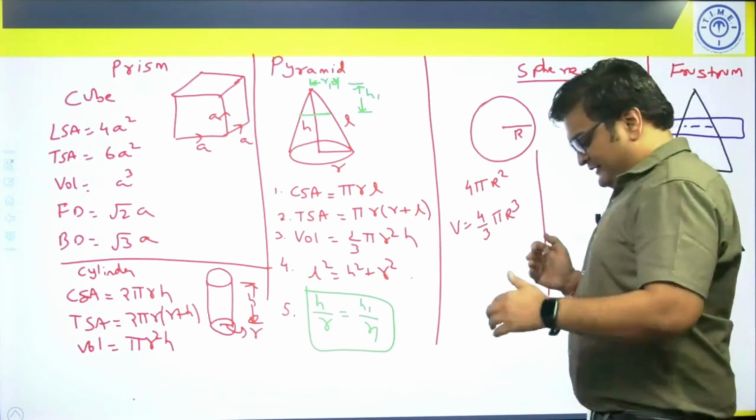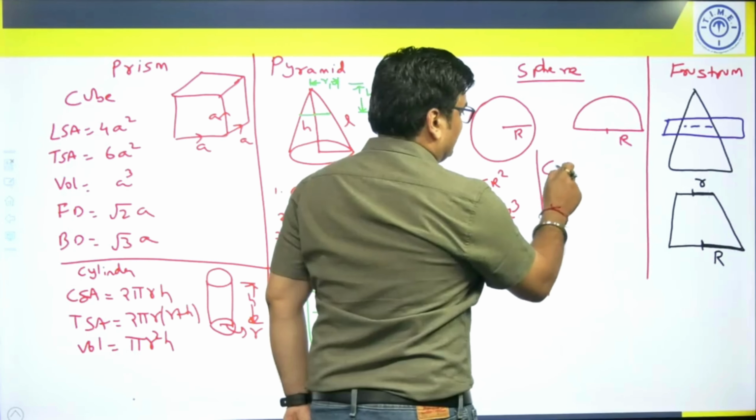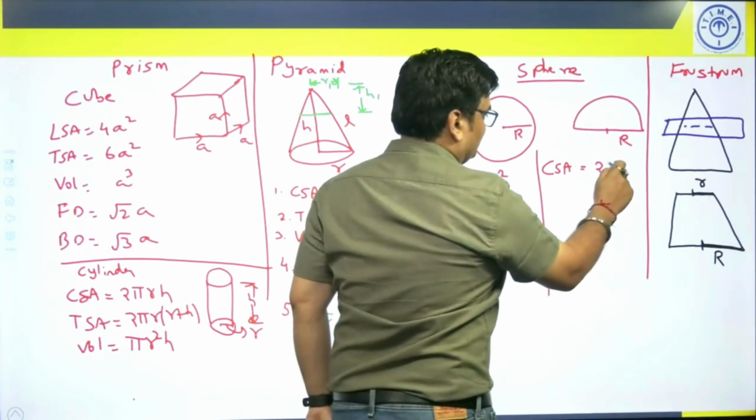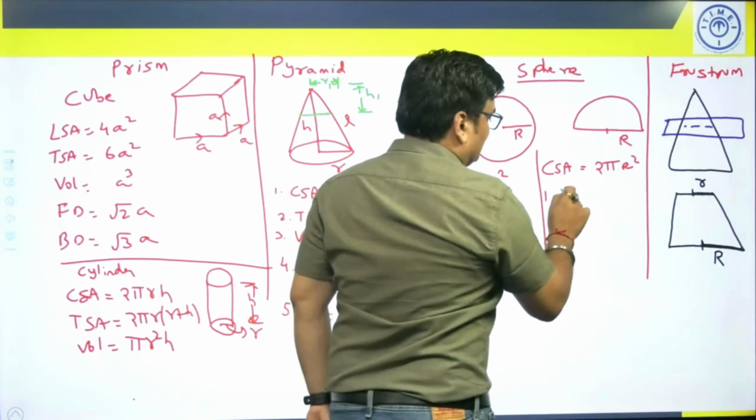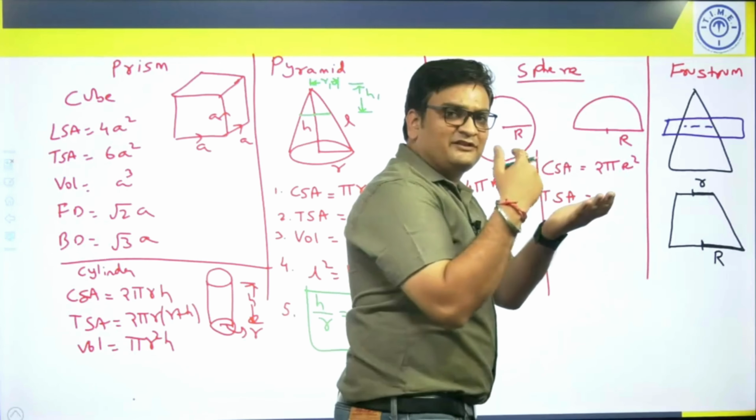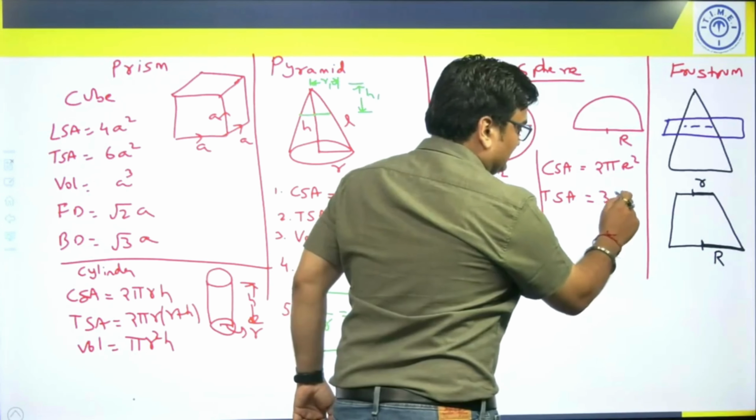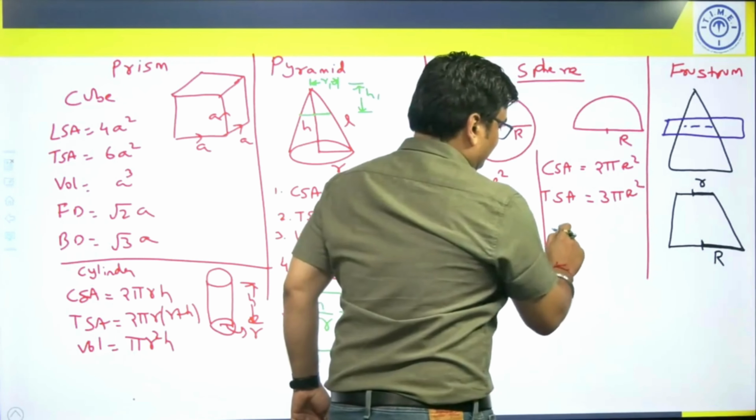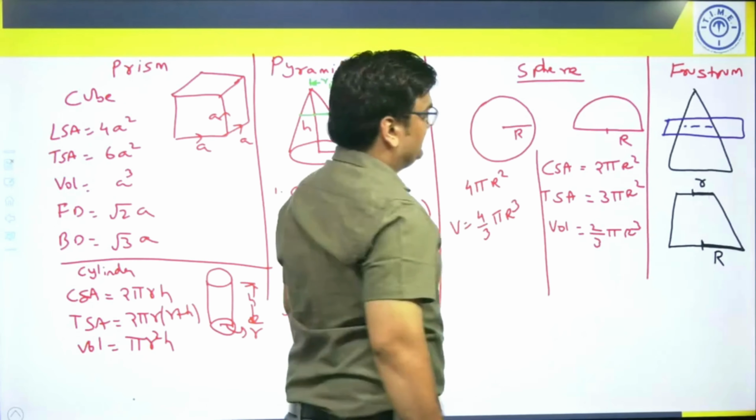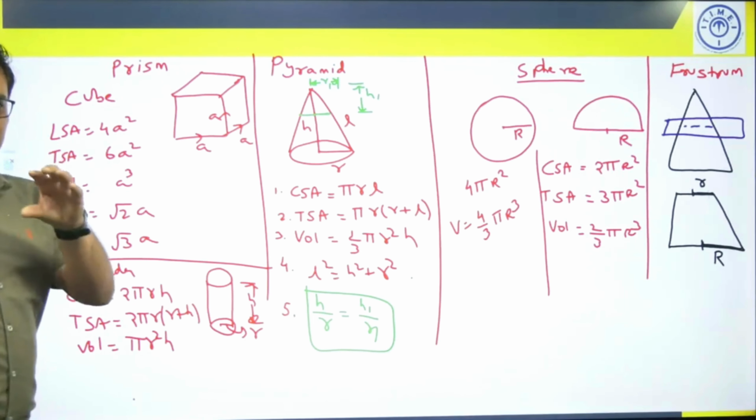Now when you come to hemisphere, there will be two types of areas. One is the curved surface area, only the curved area, it is half of this. There is something else called as total surface area now, because now you have a flat surface at the bottom. So that flat surface will also be a circle of area pi r square. So it will be 2 pi r square plus pi r square, 3 pi r square. Volume will be half of this, 2 by 3 pi r cube, right.